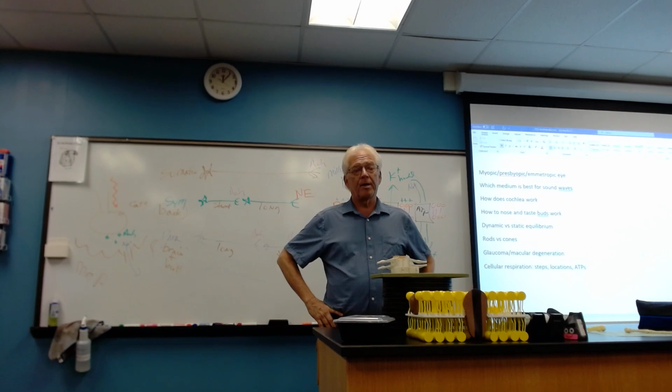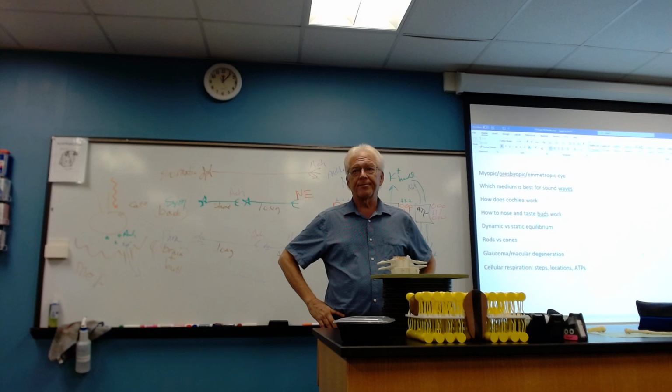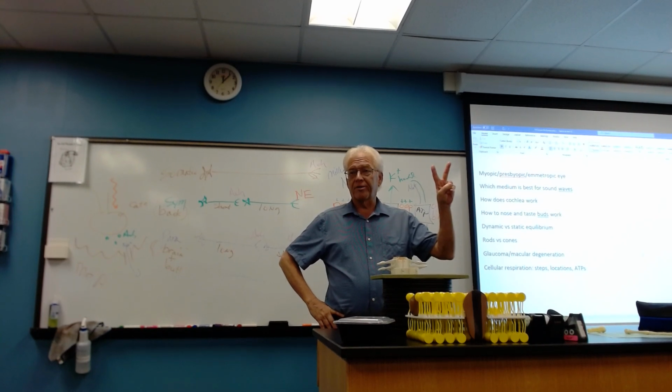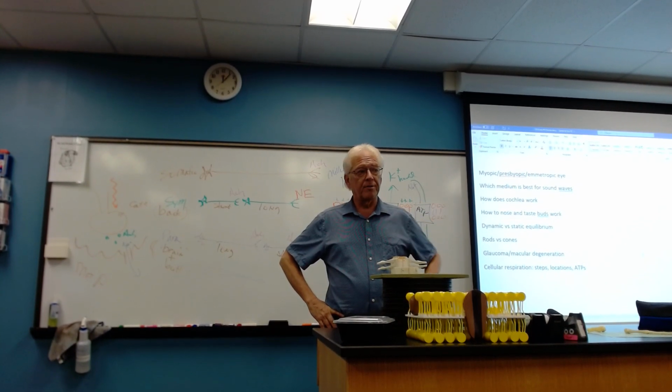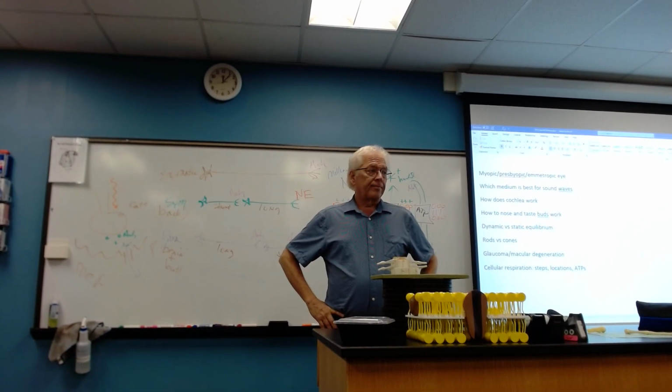Prep step. How many ATPs? 0. Where does it take place? In the mitochondria. What is step 3? Krebs cycle. How many ATPs? Where does it take place? The mitochondria. What is step 4? The ETS or electron transport system. How many ATPs? 32. Where? In the mitochondria.